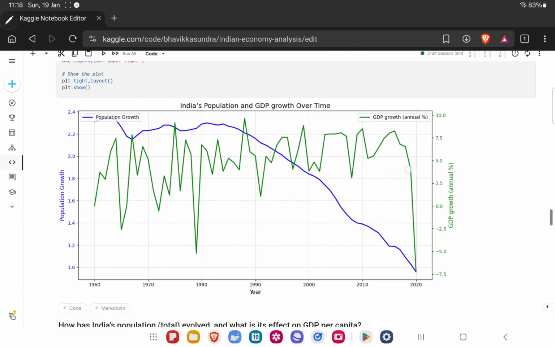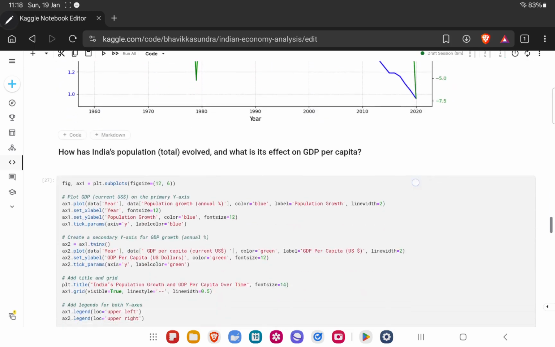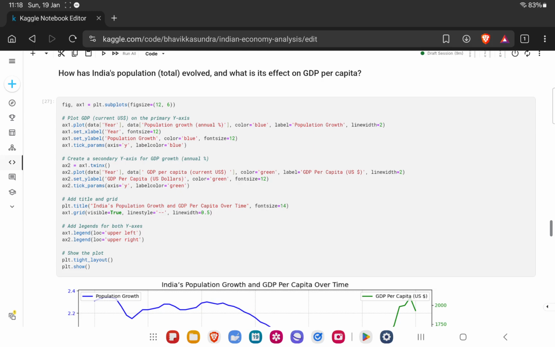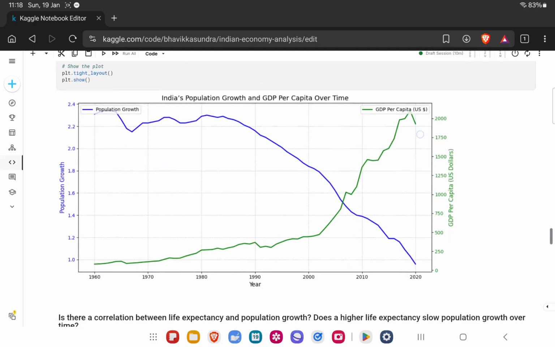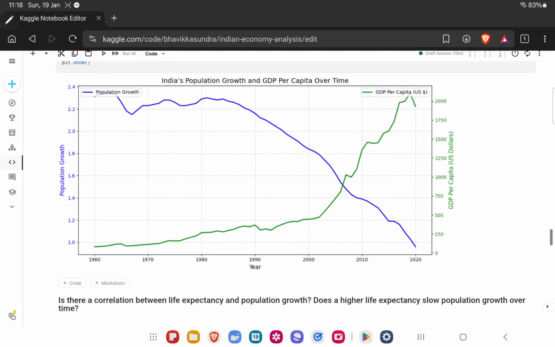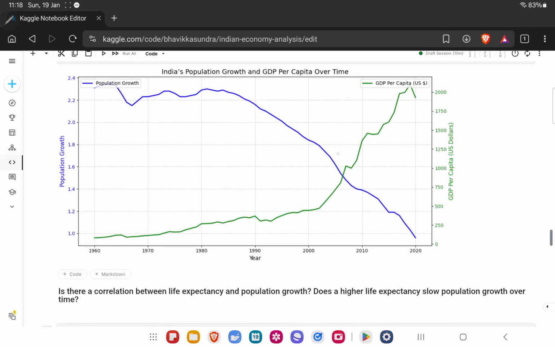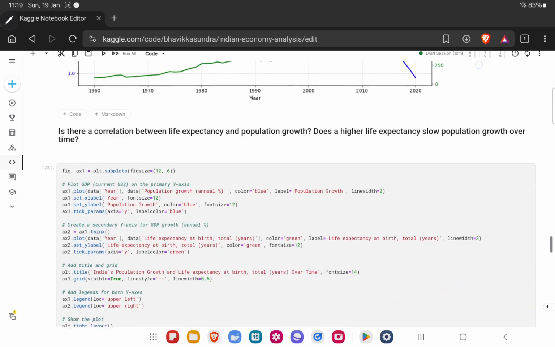That's a really good interpretation. How has India's population evolved and what is its effect on GDP per capita? Here we see the total population, GDP, and GDP per capita over time. As population growth decreases, the GDP per capita is increasing. You can say it in a better way.